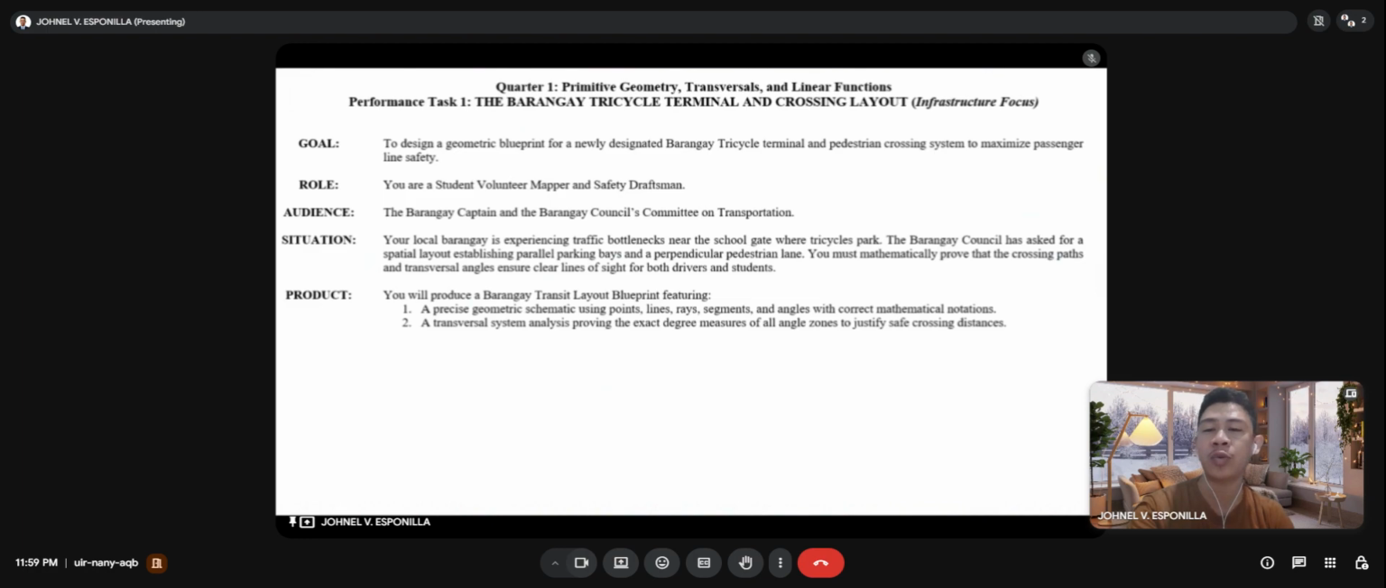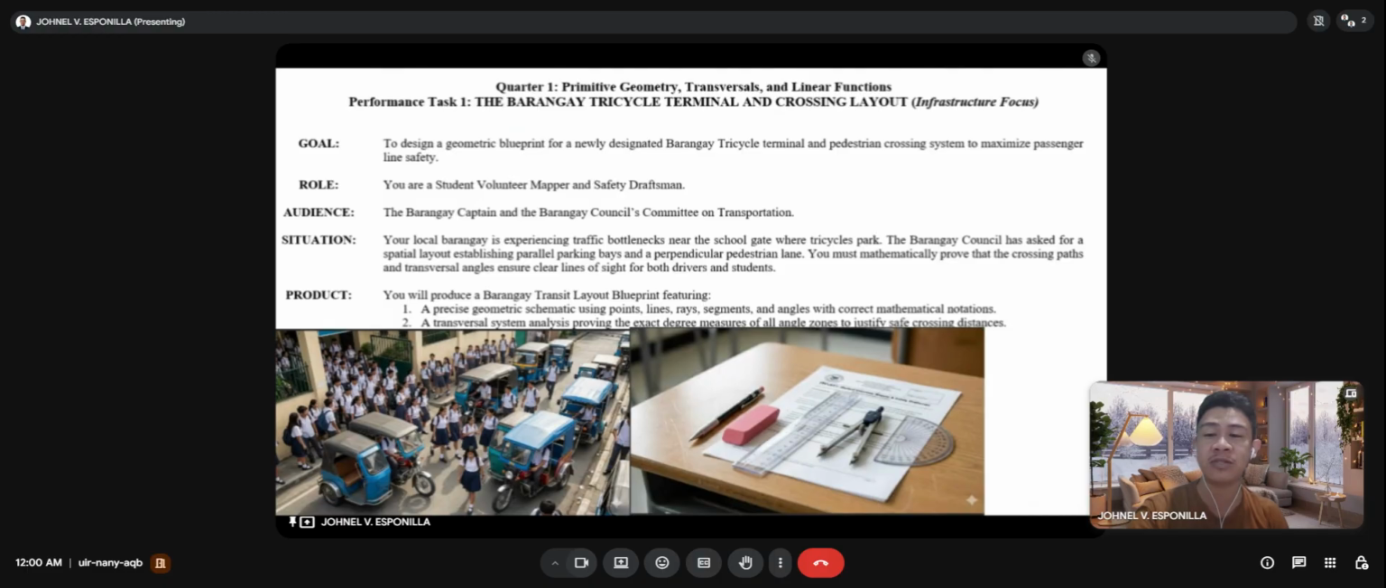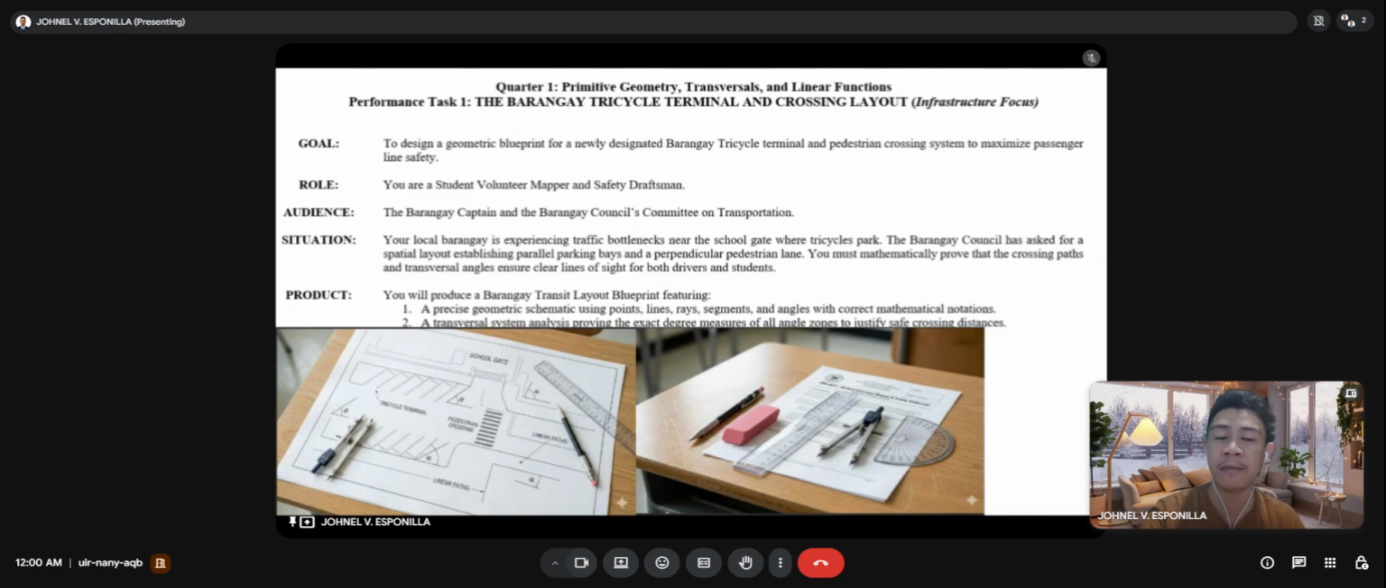So think about your own school gate during dismissal time. What happened? It gets crowded, right? Tricycles are trying to park, students are trying to cross, and it creates a massive bottleneck. Well, in this task, you are stepping into the shoes of a student volunteer mapper and safety draftsman. Your client is a barangay captain and the committee on transportation. They have asked you to design a geometric blueprint for a newly designated tricycle terminal and pedestrian crossing.